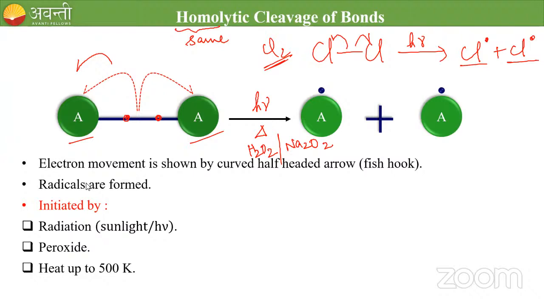Got it? So the radicals are not good for us and also not good for the atmosphere. That's why we should reduce the usage of AC, refrigerator and all. Because the chemicals which are coming out from the AC and the refrigerators have the capacity to form radicals in the atmosphere, which is actually not good. Got it? All right. Now let us go for the second type.